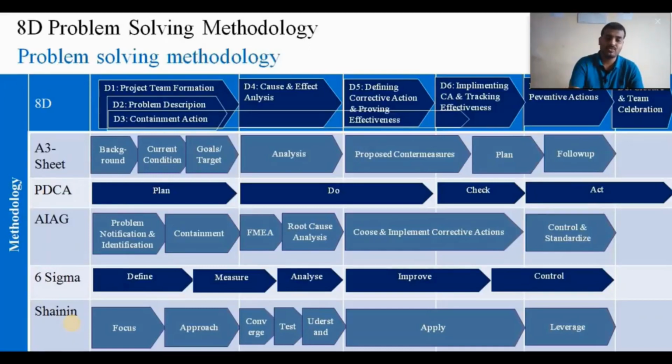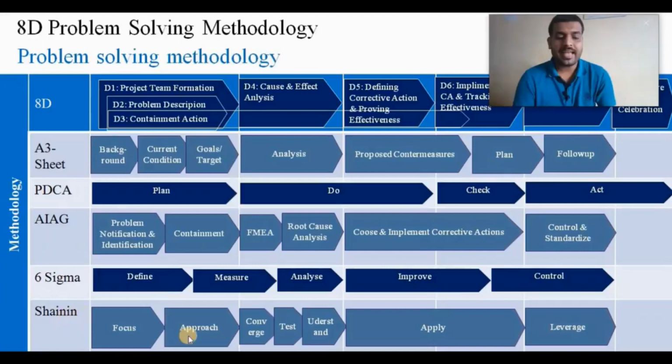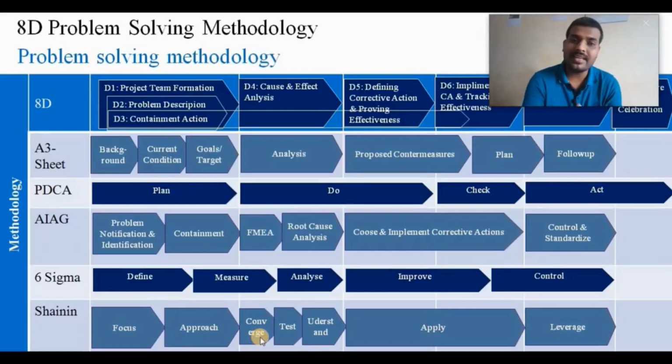F stands for focus. In this phase, the business problem is converted to the technical problem. Then in the approach phase, by developing investigative strategies, this technical problem is converted to the green Y. Then the next phase is converge. In this converge phase, by applying dictionary game thinking, this green Y is converted to the suspected red X candidate.